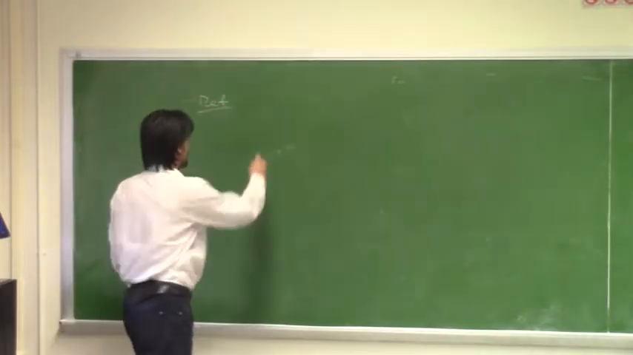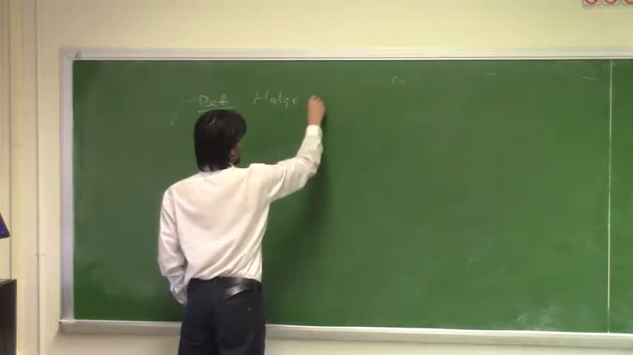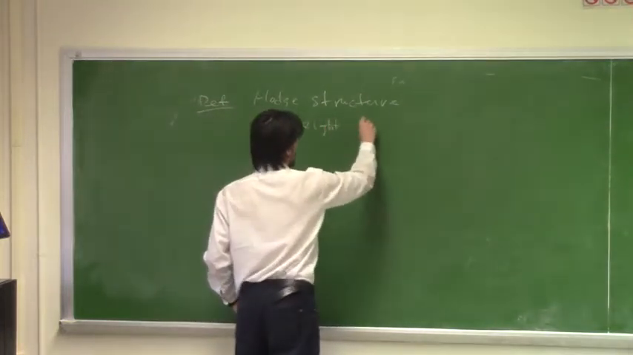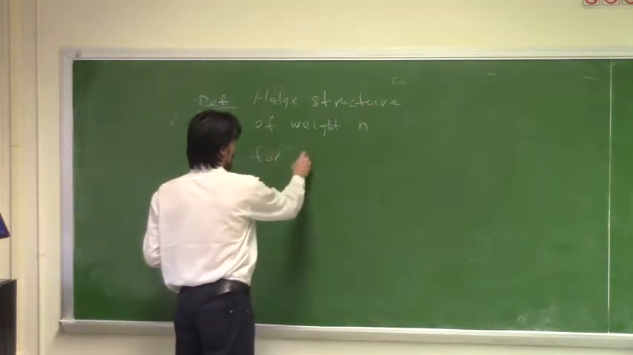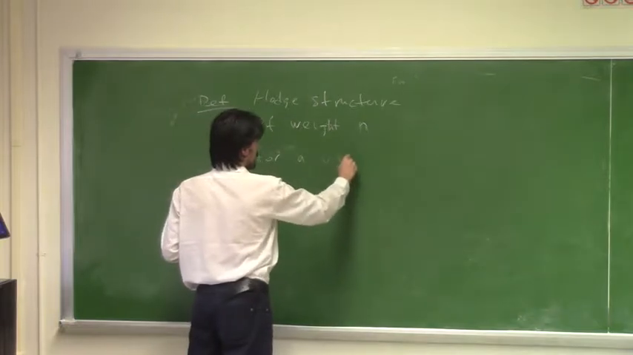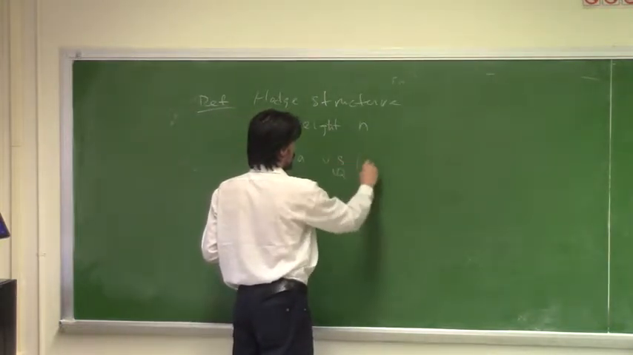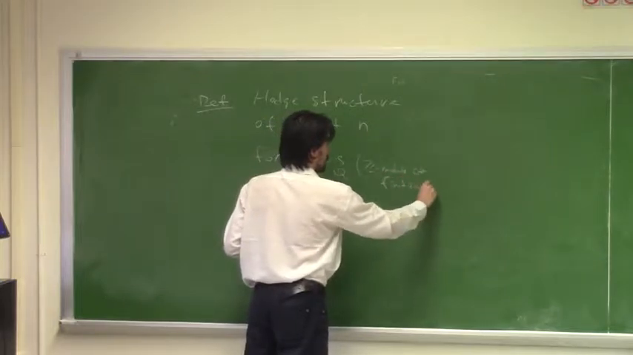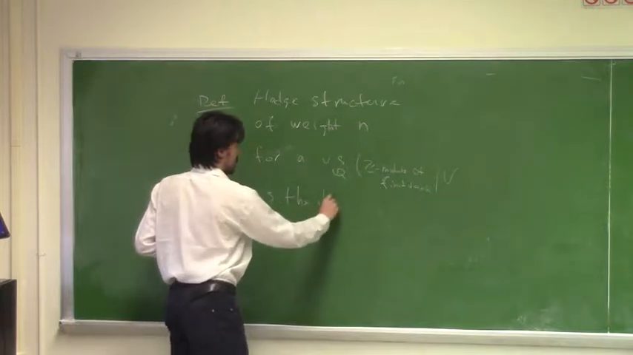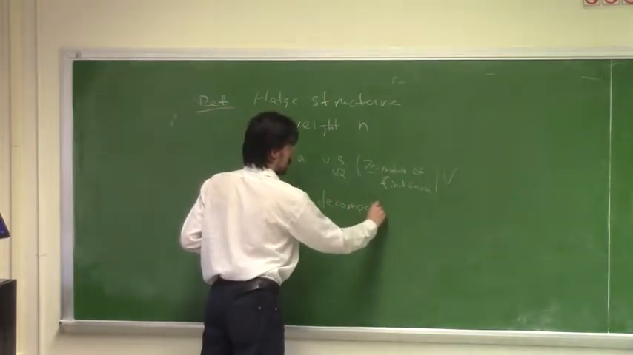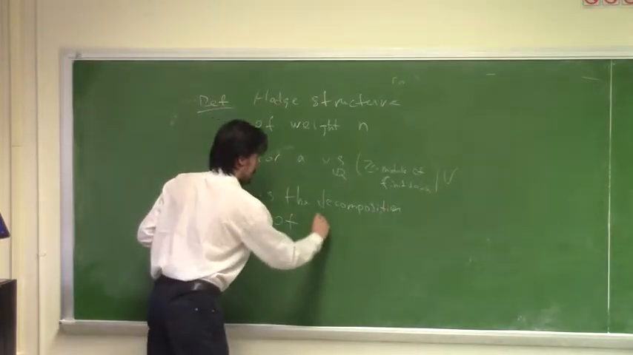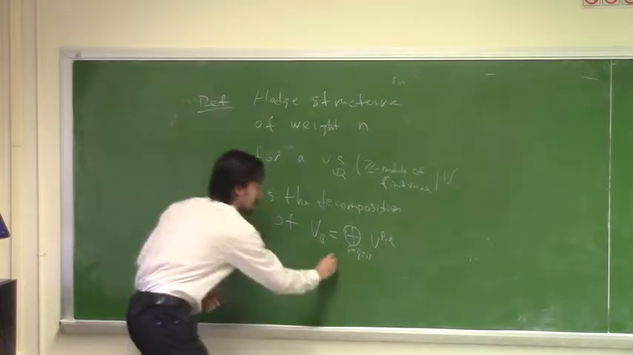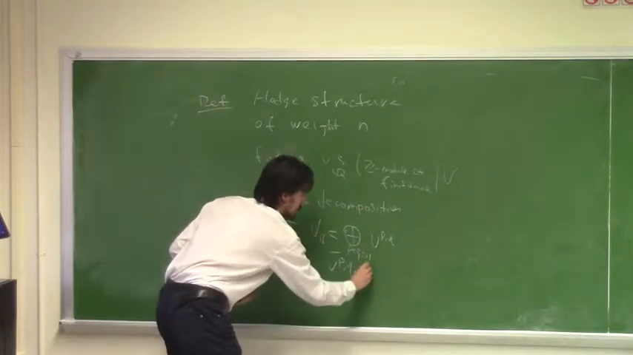Definition. A Hodge structure of weight n, for a vector space V over Q or a Z-module of finite rank, is a decomposition of V (complexified) as a direct sum of V^{p,q} with p plus q equal to n, with the condition that the conjugate of V^{p,q} is V^{q,p}.